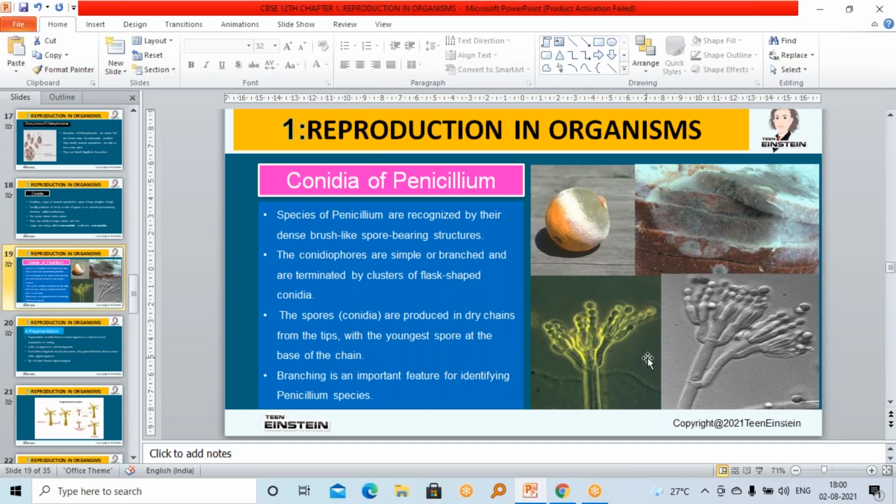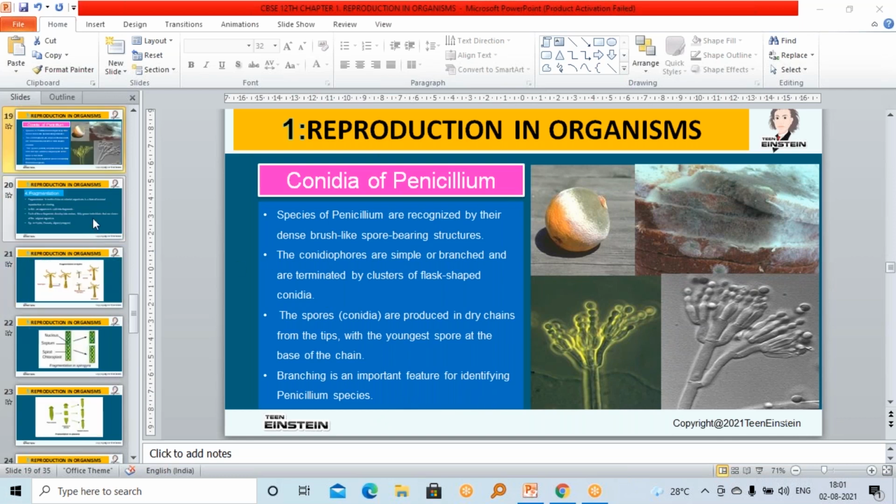They may be simple or they may be branched, and they are terminated by clusters of flask-shaped conidia. Here you can see flask-shaped conidia at the end. The spores are produced in dry chains. The branching is an important feature. For each species, branching will be different. For identifying different penicillium species, the branching is very important. Each species has a different type of branching.